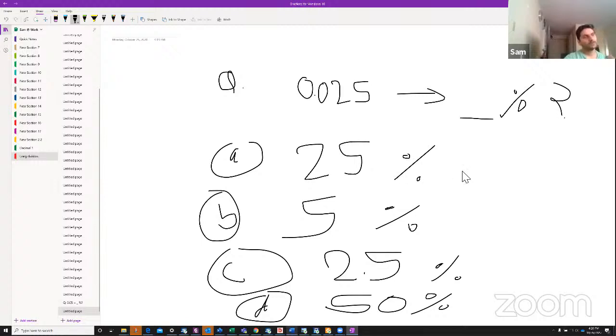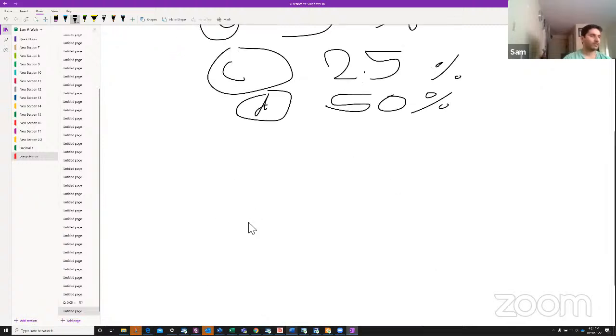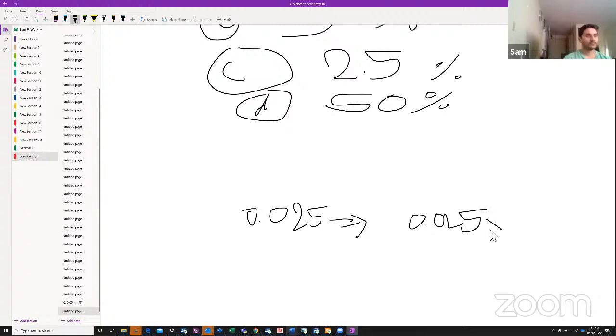All right. Do we have an answer for this one? So what we're doing is a decimal, right? It's 0.025 into percentage. To convert to percentage, we're going to multiply by 100. So our number is 0.025, right? We're converting that into percentage. We're doing multiplication of 100, and it's percentage.